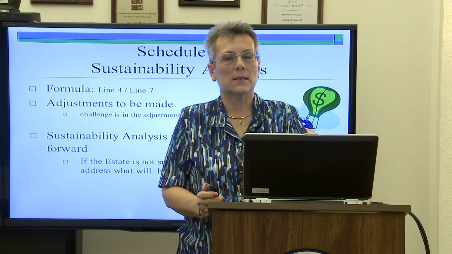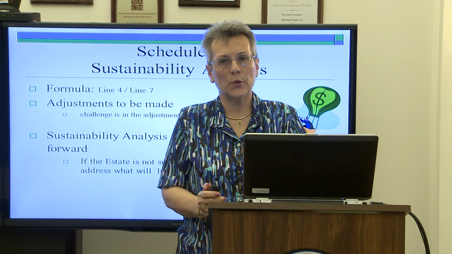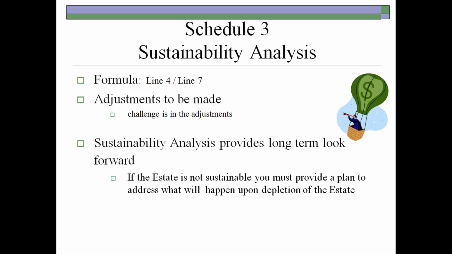For the sustainability analysis, if you don't complete this form on a computer where it will auto-calculate for you, the formula is very simple. You will use line 4 and divide it by line 7. If there are any adjustments to the net income or the net disbursements that were not included on Schedule 1, you must include those on Schedule 3 and complete Worksheet C to support the information for those adjustments. The sustainability analysis allows the court to have some type of determination on how long the assets of the estate will sustain the protected person.